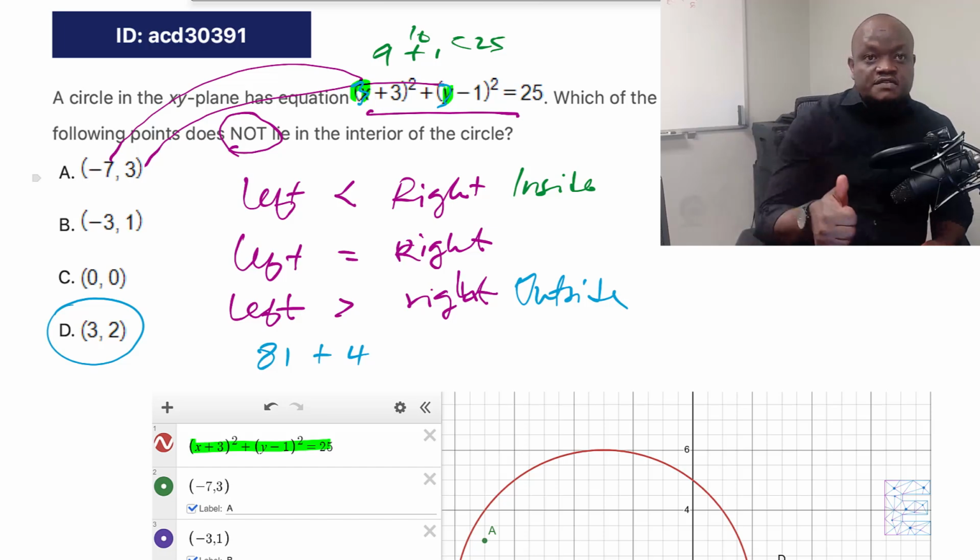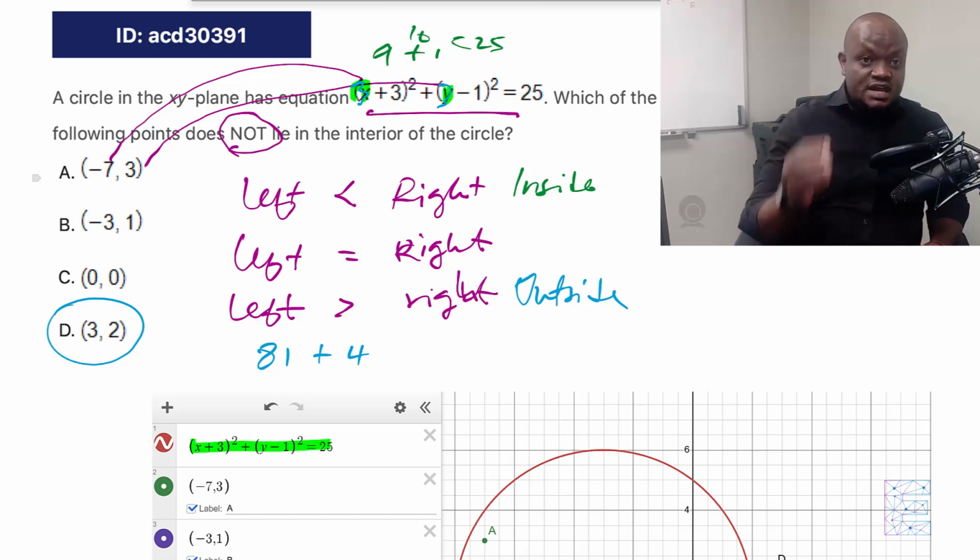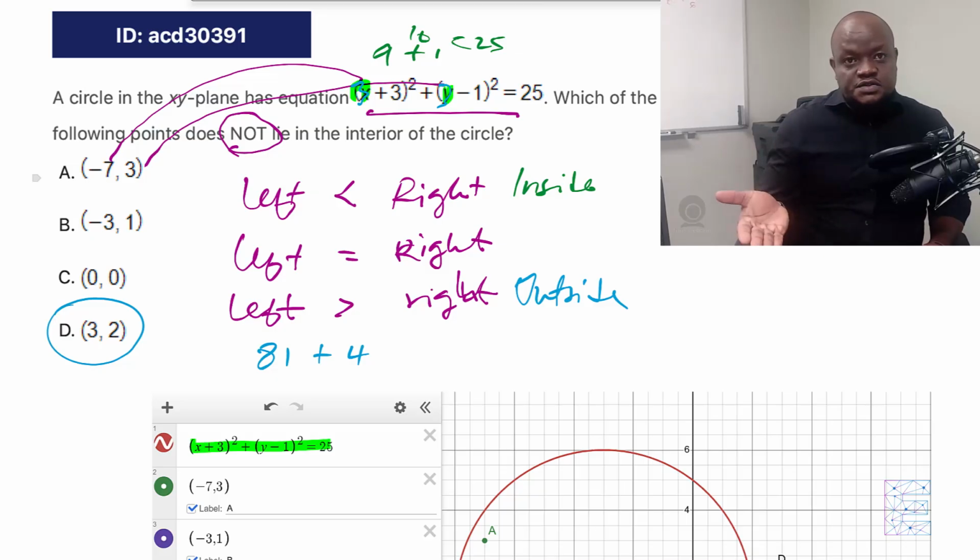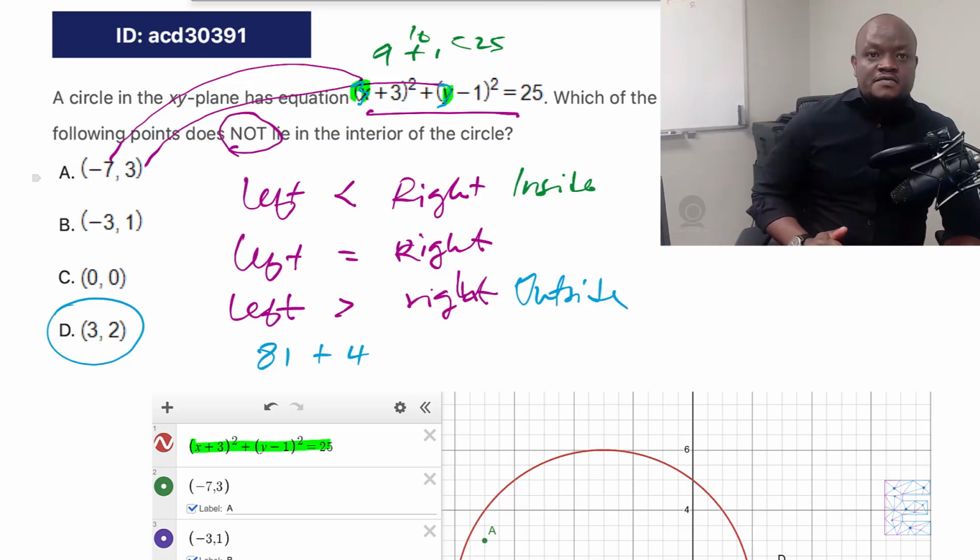So you have the manual way of doing this, and you have the Desmos way. Because time is a factor in this, I would of course use the Desmos method. But at least you know both methods now.